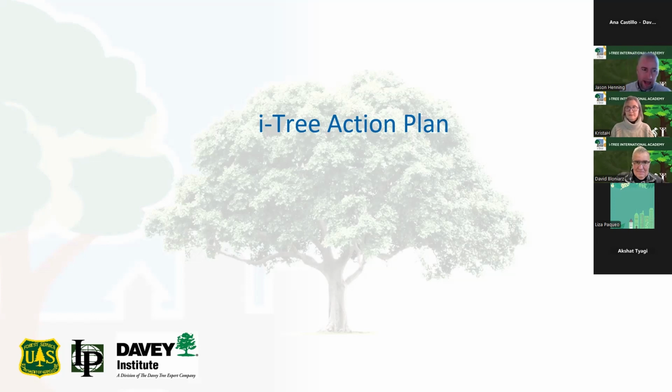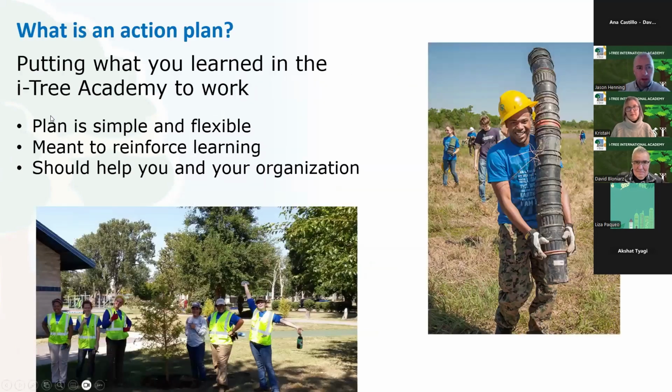So what do we mean by an action plan? Really what an action plan is, is you deciding how you're going to put what you've learned in the iTree Academy to work. We keep these plans really simple. We're not trying to do a whole ton of detail. We just want you to have in mind how you are going to use these tools. As you go through and learn, maybe you'll say, oh, iTree Canopy looks really great, I have the perfect project, this is how I want to put it to work. And that's what we're trying to capture in these action plans.